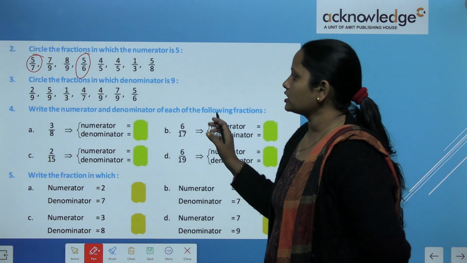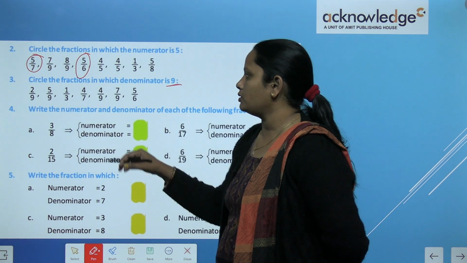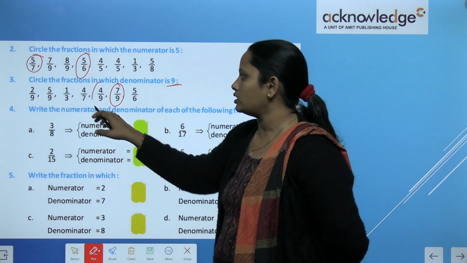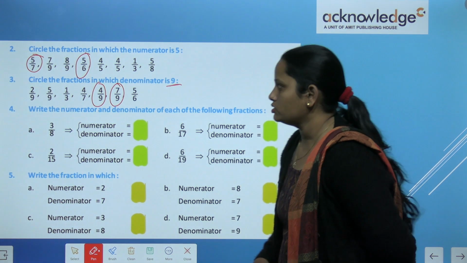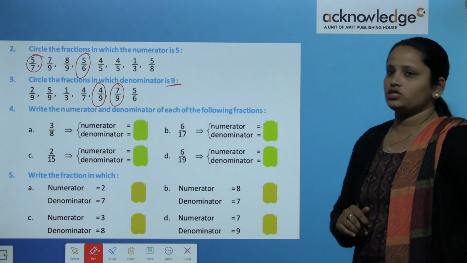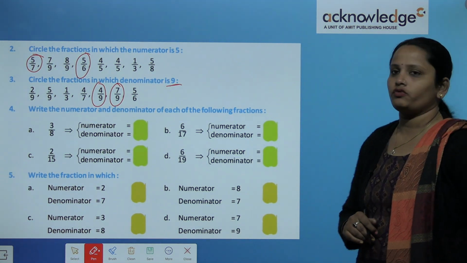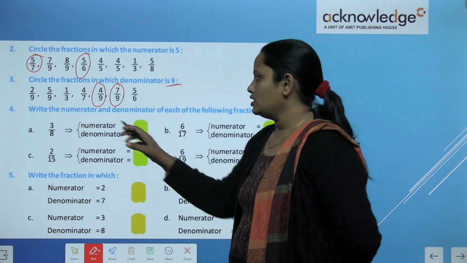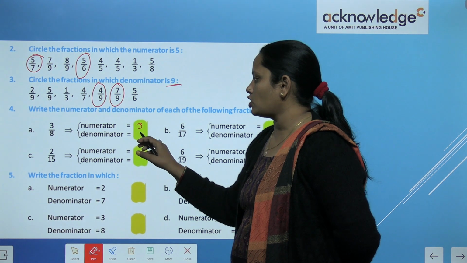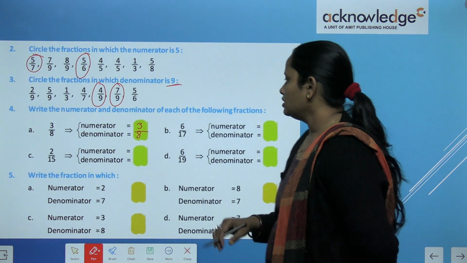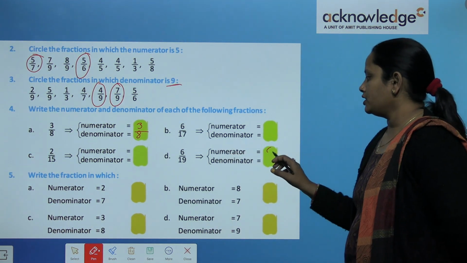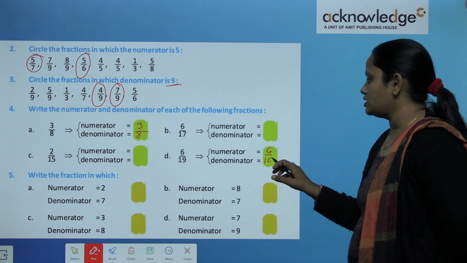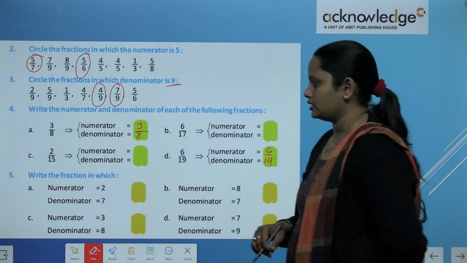Now circle the fraction in which denominator is 9. Denominator 9 होना चाहिए. यहाँ 9 है और यहाँ 9 है. Rest you have to search. Next question, write the numerator and denominator of each of the following fractions. Numerator और denominator लिखने हैं fractions के. So here the numerator is 3 and the denominator is 8. Next, numerator is 6 and the denominator is 19.